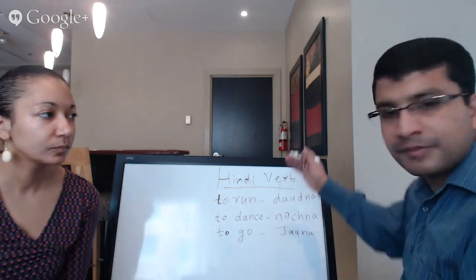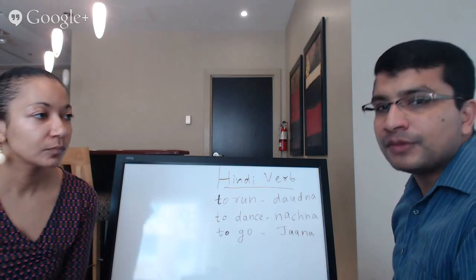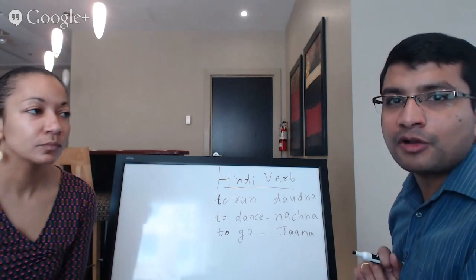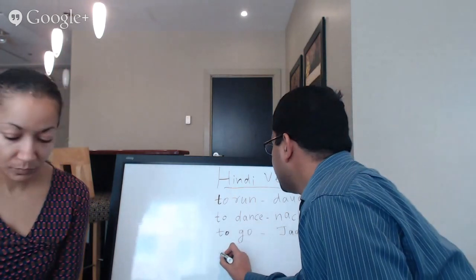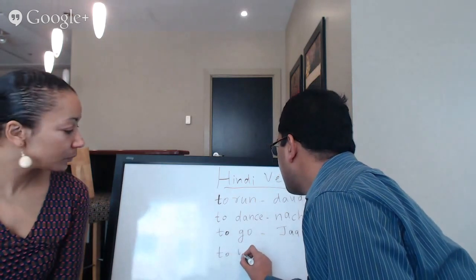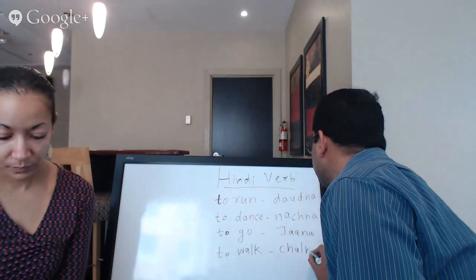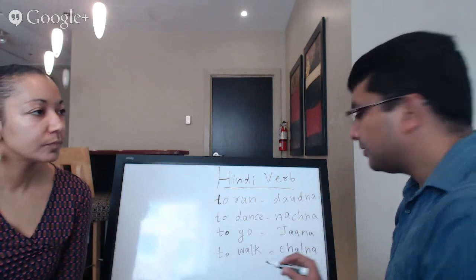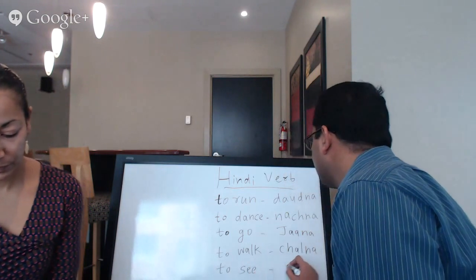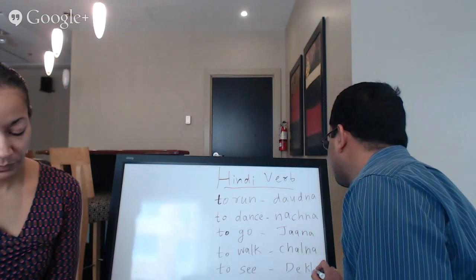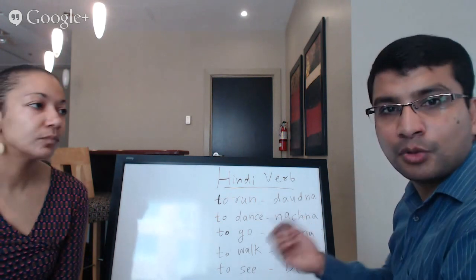So now we'll not use the formula. We'll just make a list of some very important, commonly used words, and then we'll see how to use these verbs in one of the very common tenses, which is the present indefinite tense. Okay. So let's say we want to know to walk. To walk is chalna. To see is देखना. To speak is बोलना.